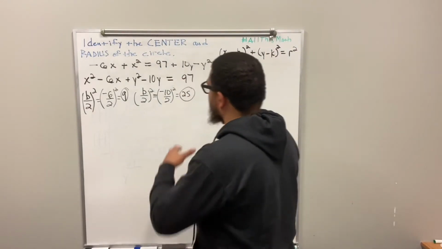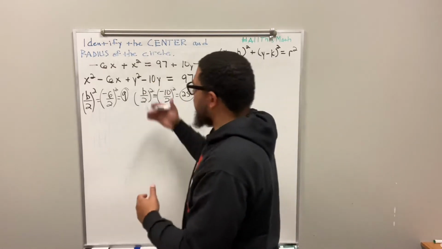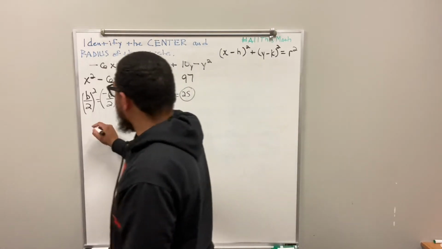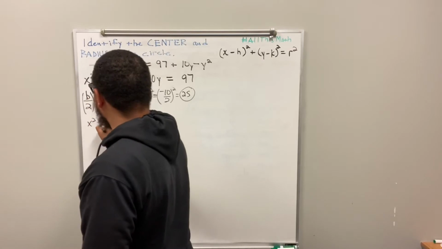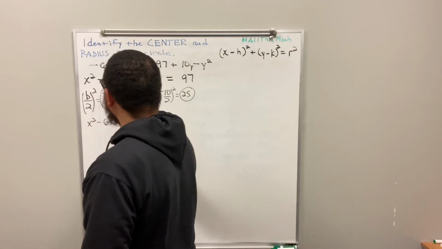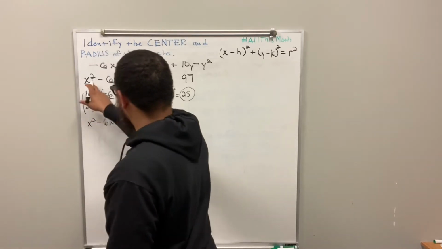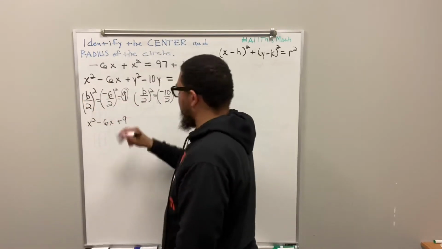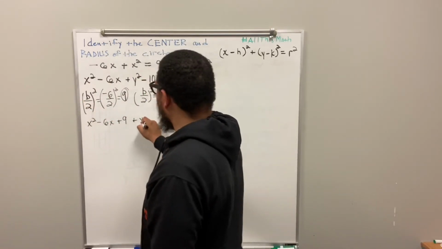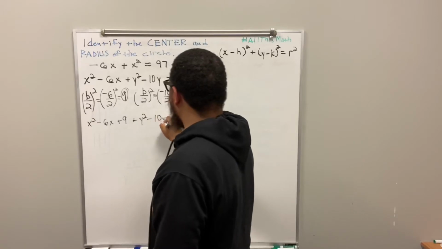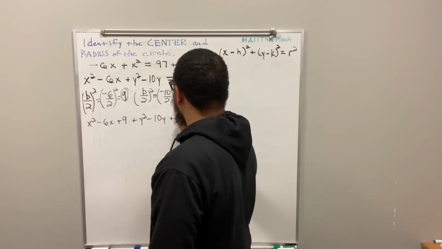Now, 25 completes the square for the y terms. So now I'm going to write the equation over again, except now I got x squared minus 6x plus 9, right? See that? x squared minus 6x plus the 9. And now I got plus y squared minus 10y plus 25.